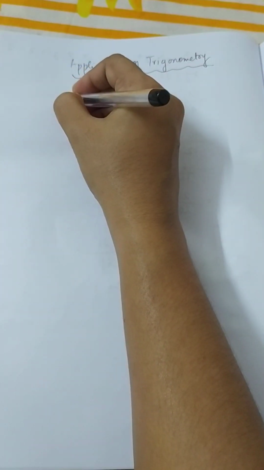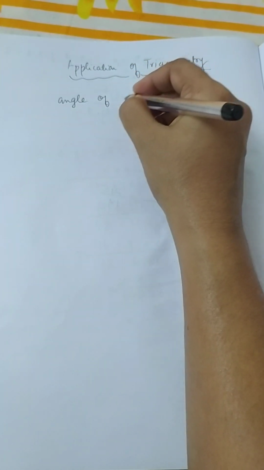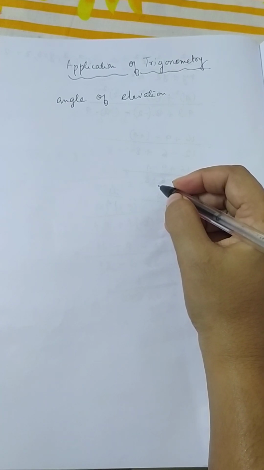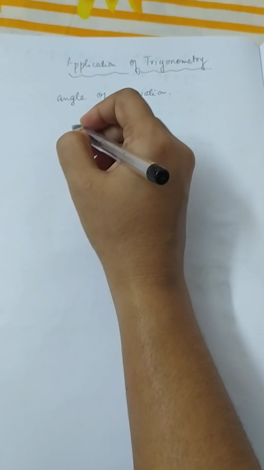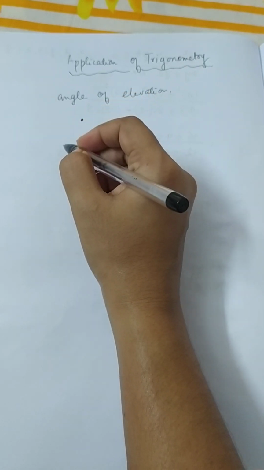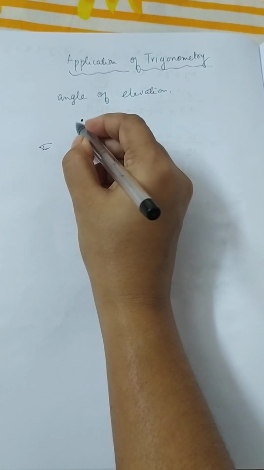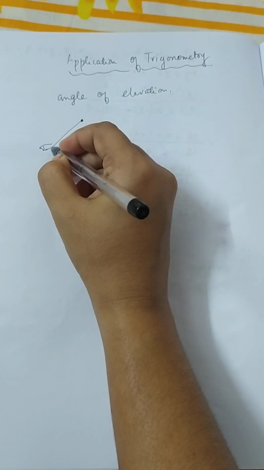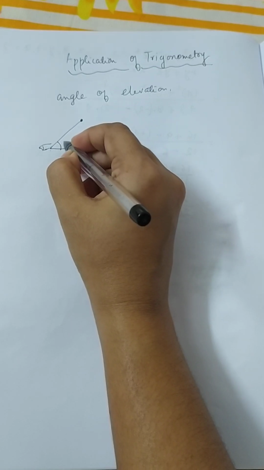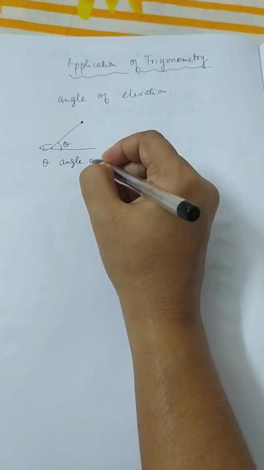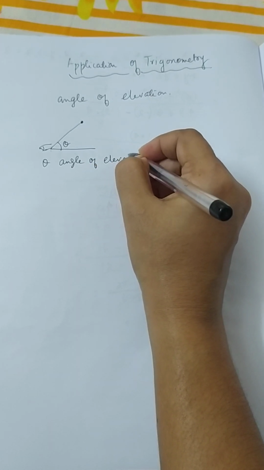First definition, it is the angle of elevation. So what is the angle of elevation? Suppose an object is situated here. An observer is looking at this object at some angle theta, then theta is the angle of elevation, right?